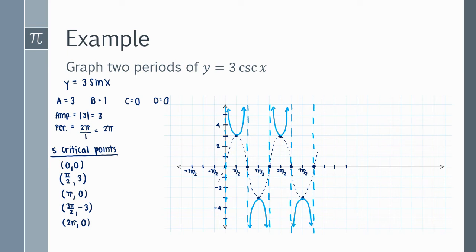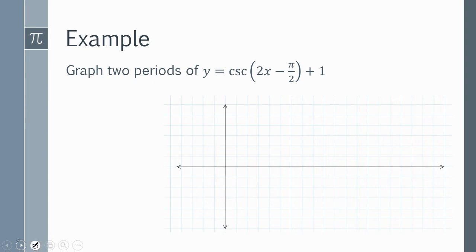Okay, so notice that 2 different periods means that I need to see 4 of these parabola-looking shapes, 2 of them going up and 2 of them going down. And that is our picture and our graph of y equals 3 times the cosecant of x.